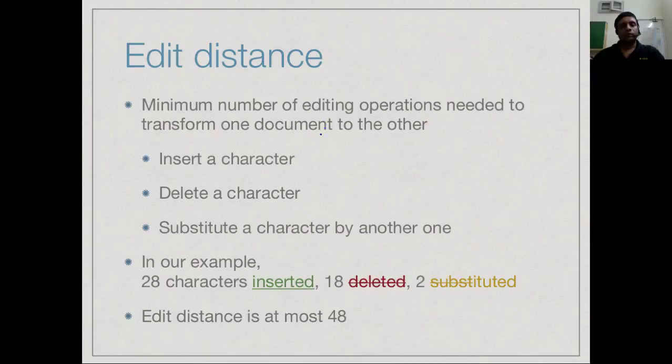In our example, we claimed that 28 characters were inserted, 18 were deleted and 2 were substituted. So the total number of changes we made is 48. If the edit distance is supposed to be the minimum number of changes, it can't be more than 48 because we've already shown that it is possible to do it in 48. Perhaps it's possible to do it in a more clever way in less than 48. So the edit distance is at most 48 for the two sentences that we showed earlier.